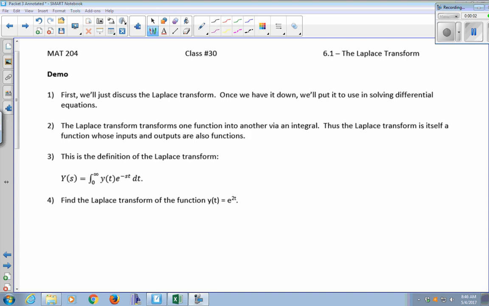All right, so we're just going to discuss the Laplace transform. Once we have it down, once we know how to transform something using this special integral, then I'm going to show you how to use it to solve differential equations. The Laplace transform takes one function and transforms it into another function via an integral. So the Laplace transform is itself a function, and its inputs and outputs are both functions, right? You put in a function, it does some fancy stuff via an integral, and then you get a new function out.